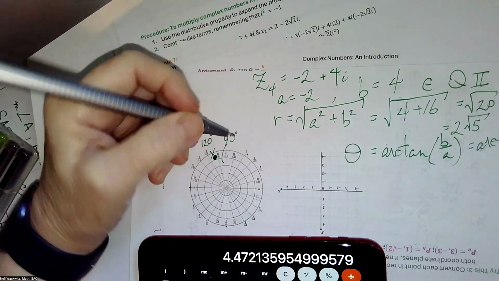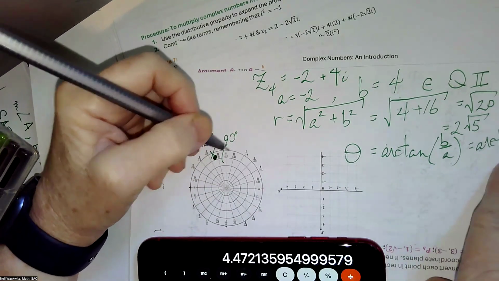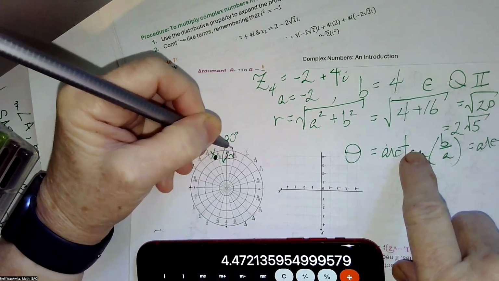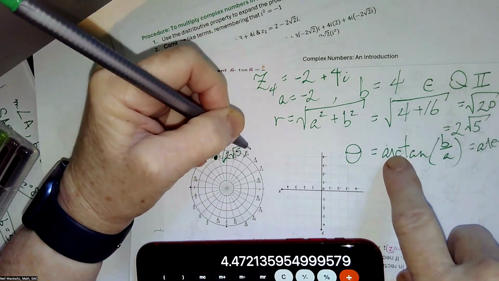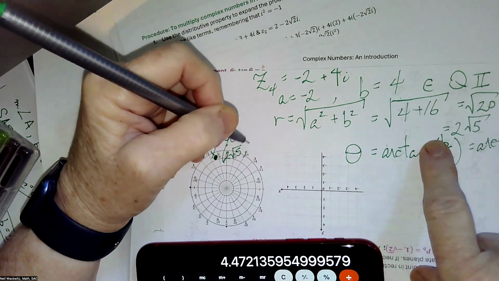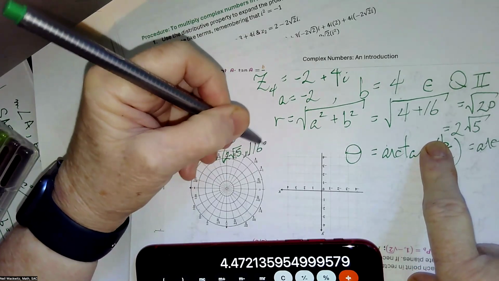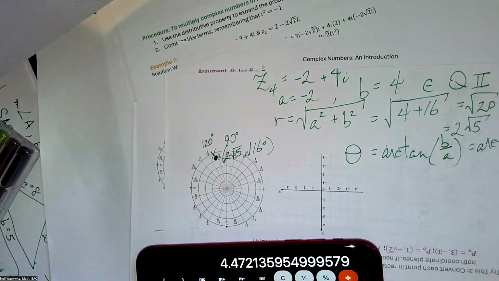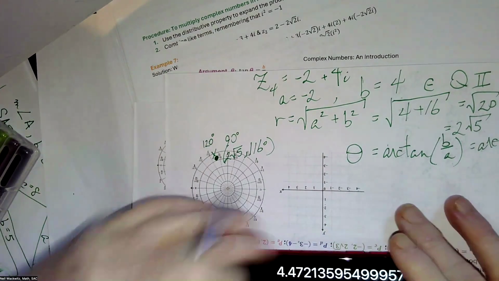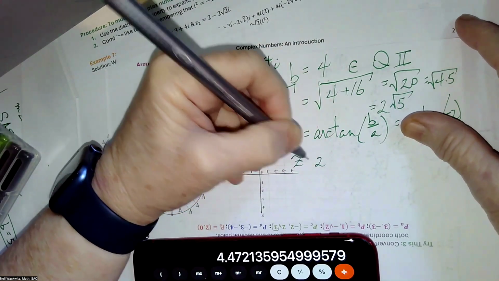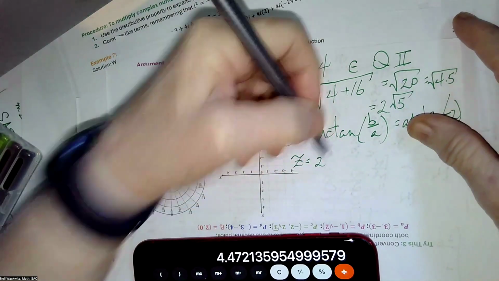And this is the point. We can write it as r, theta, so 2 square root of 5, 116 degrees. Or we could write it as r cosine theta plus i sine theta.